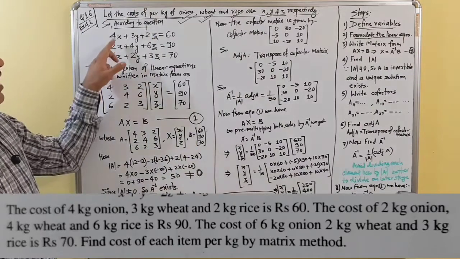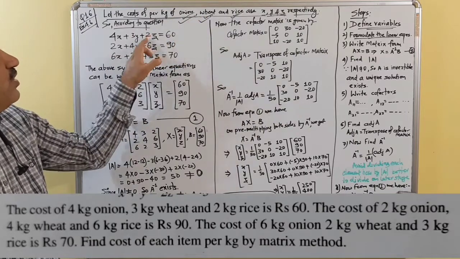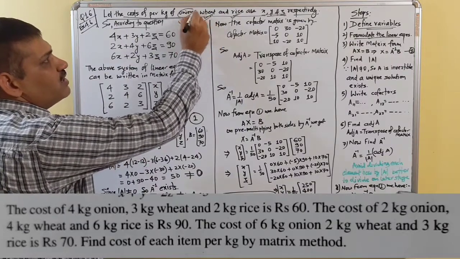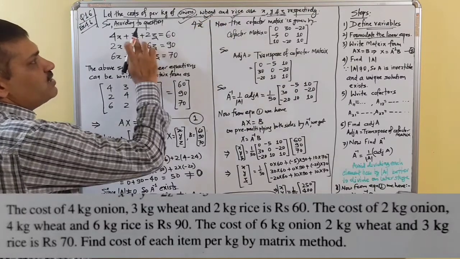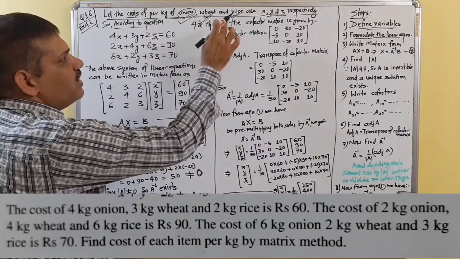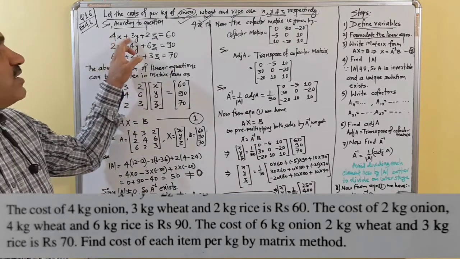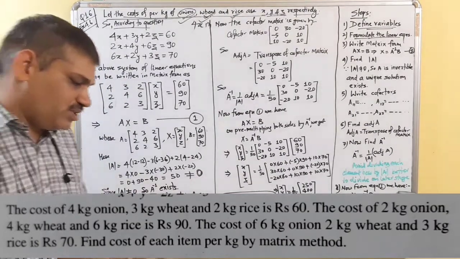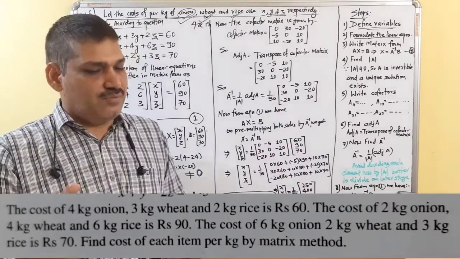We are given that the price of 4 kg of onion, 3 kg of wheat and 2 kg of rice is rupees 60. So price of 1 kg of onion is x, so price of 4 kg will be 4 times x. Price of 1 kg of wheat is y, so 3 kg is 3y. In the similar way, price of 1 kg of rice is rupees z, so price of 2 kg will obviously be 2z. So 4x plus 3y plus 2z is equal to 60. That is the first sentence of the question. The cost of 4 kg onion, 3 kg wheat and 2 kg rice is rupees 60.